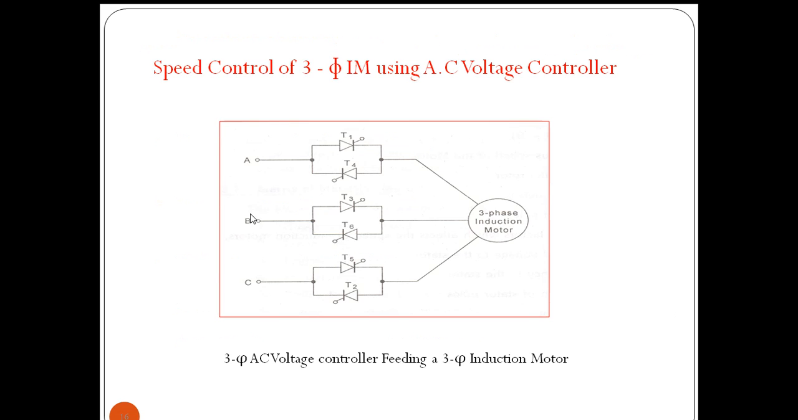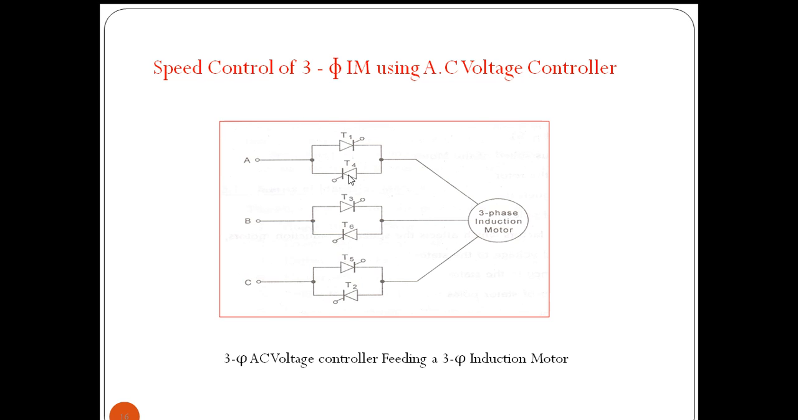Now we will discuss speed control of three-phase induction motor by using AC voltage controller. This is one of the methods to control the speed. Here we are using AC voltage controller circuits. In each phase we are placing the AC voltage controller, and we are operating such that one from positive group and other from negative group.